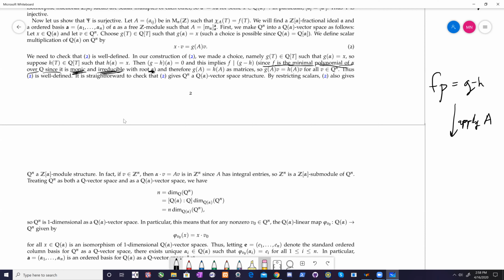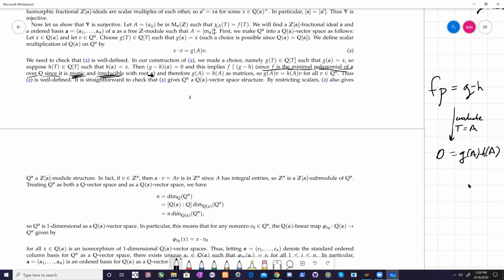So let's just say evaluate t equals A here. I'm not showing a t for the g and h here, but you set t equal to A, and this becomes 0 because f(A) is equal to 0, and this would be equal to g(A) minus h(A). So that's essentially what's going on there. So therefore g(A) is equal to h(A) as matrices. So this is well defined because you just get the same thing.